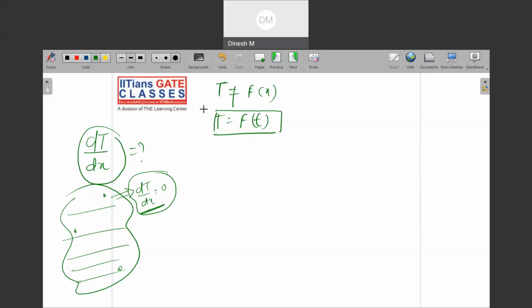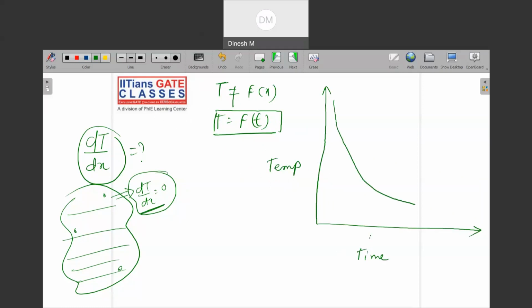Now, what will be the temperature change? This temperature change will be exponential, right? Why? Because we have seen that the temperature distribution is exponential. Then if I draw the time versus temperature graph, let us say this is temperature. Initially you were at this position, and then your temperature is decreasing exponentially.